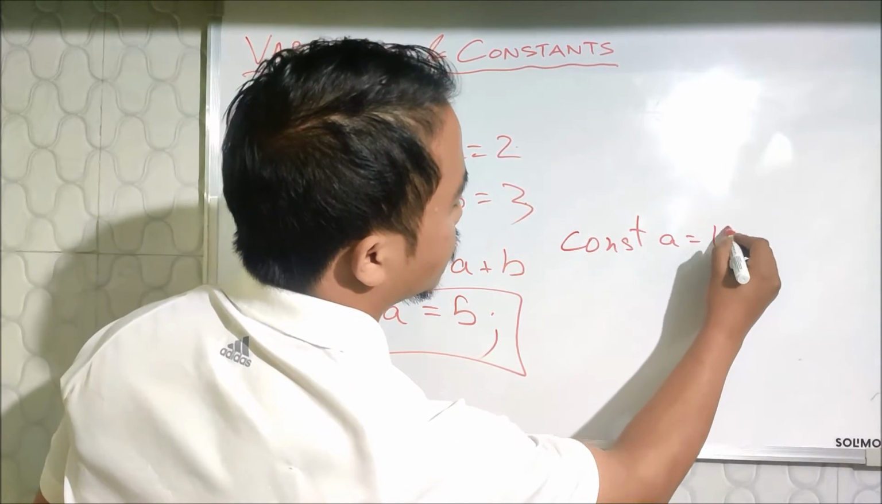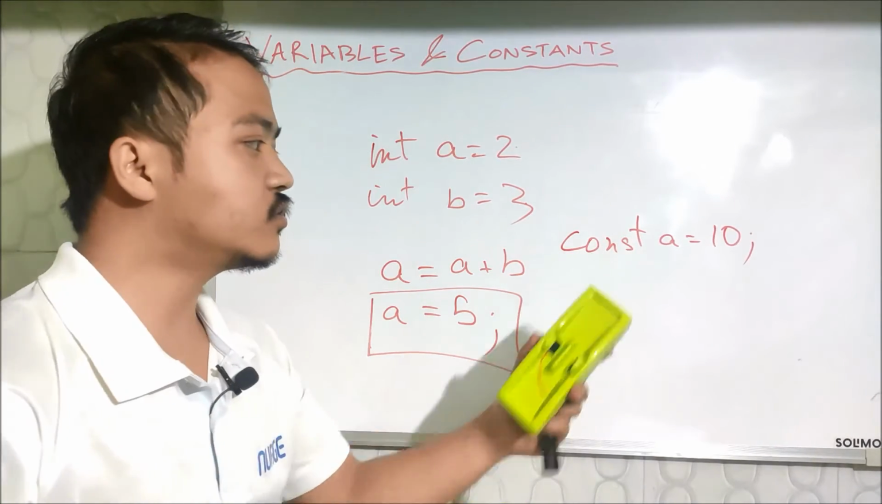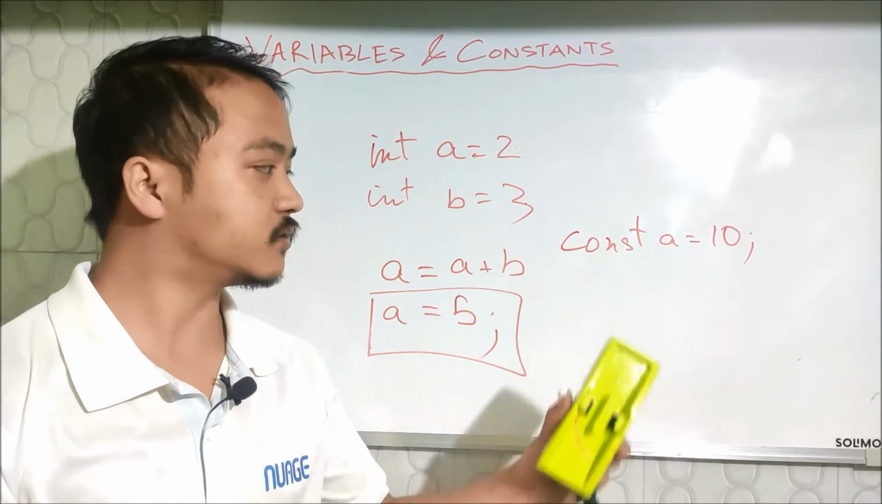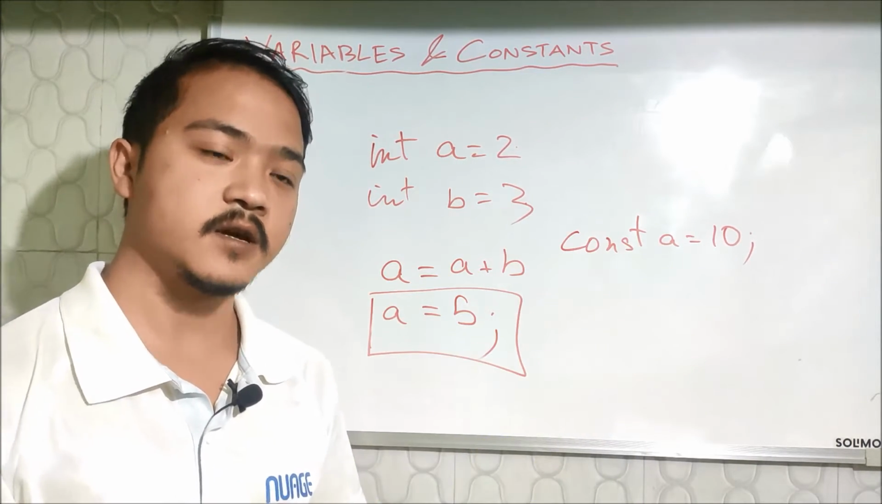Const a is equal to 10. Once you write const a is equal to 10, it is fixed. You cannot change it, it is constant. You can understand it is constant.